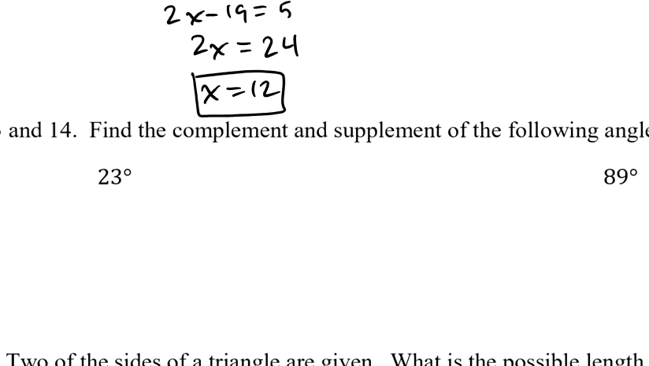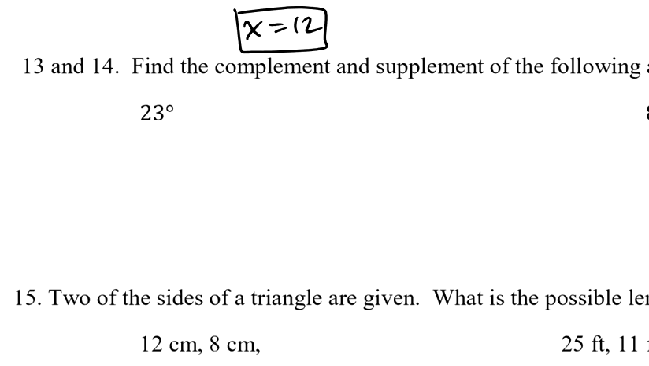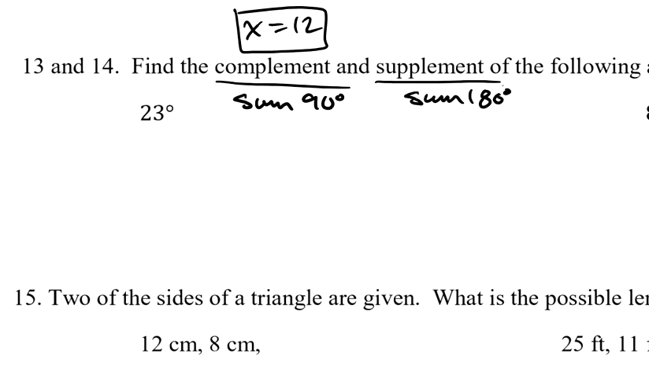Let's go down to question 13 and 14. Just a bit of vocabulary, right? Complementary angles are angles that have a sum of 90 degrees. When I add them up, I get 90. And supplementary angles are angles that have a sum of 180 degrees. So when I add these up, I have to get 90 for the complement, and I have to get 180 for the supplement.